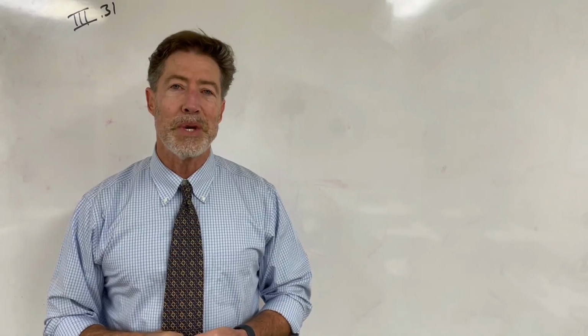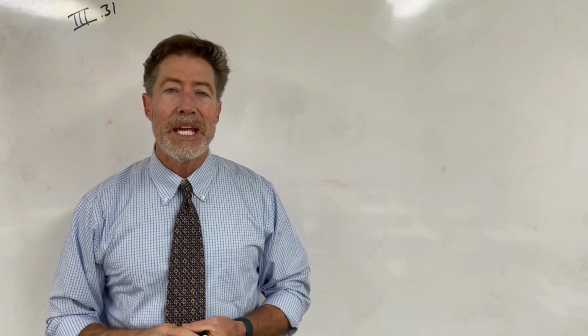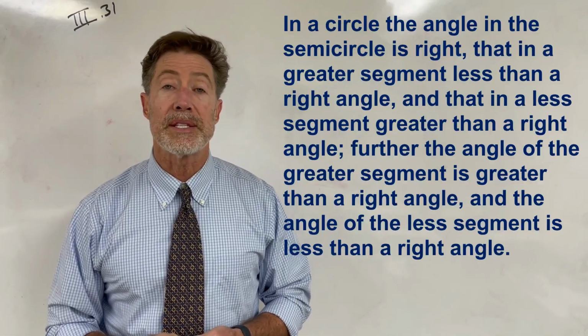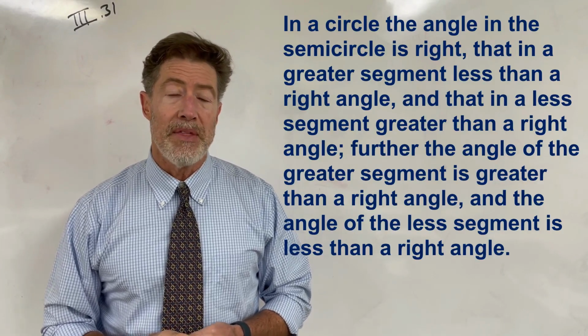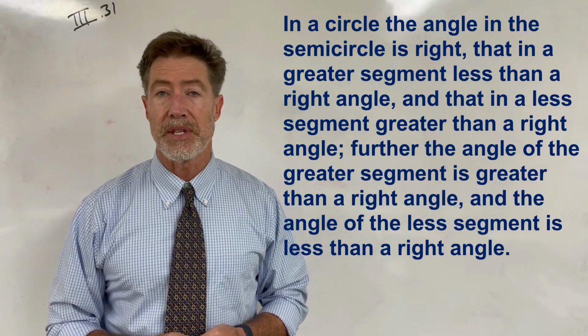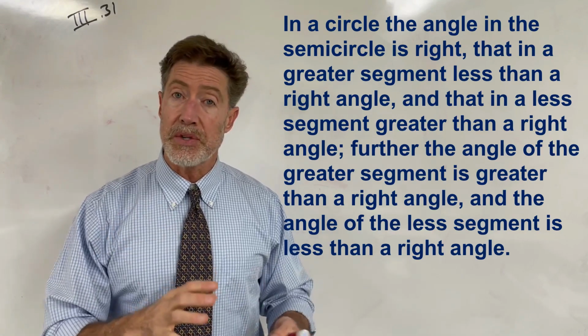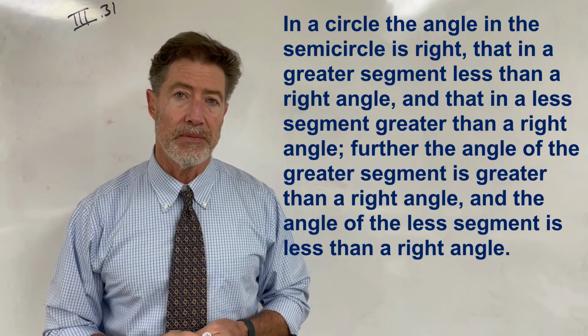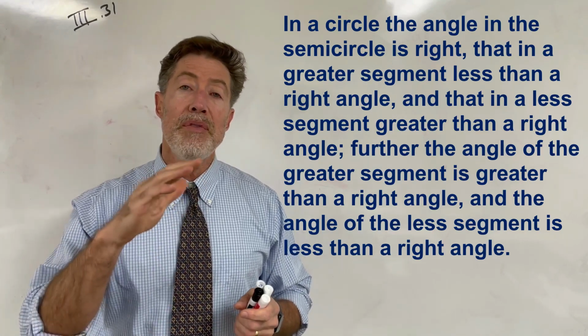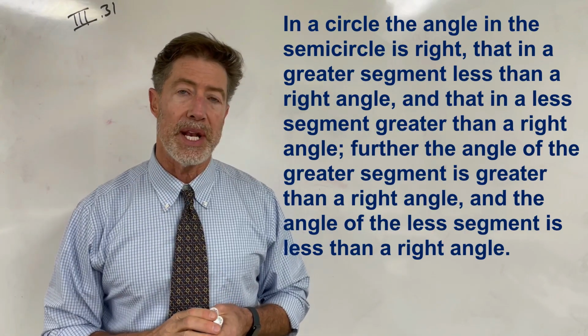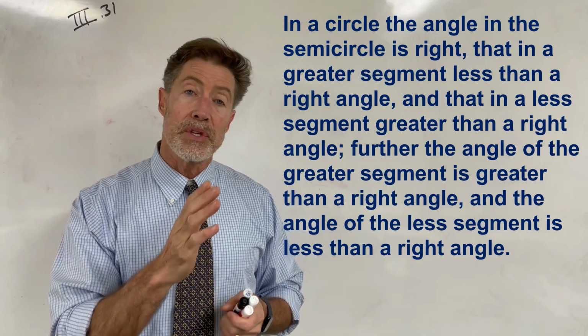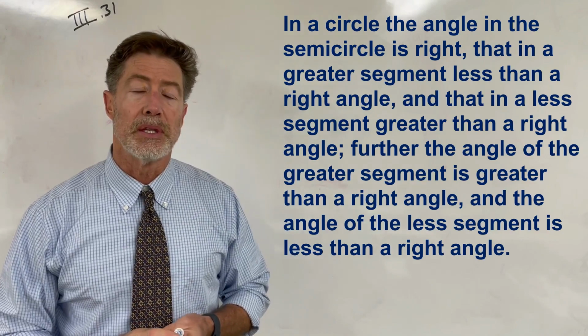Euclid's Elements, Book 3, Proposition 31. In a circle, the angle in a semicircle is right. That in a greater segment is less than a right angle. That in a lesser segment is greater than a right angle. Furthermore, the angle of the greater segment is greater than a right angle, and the angle of the smaller segment is less than a right angle.